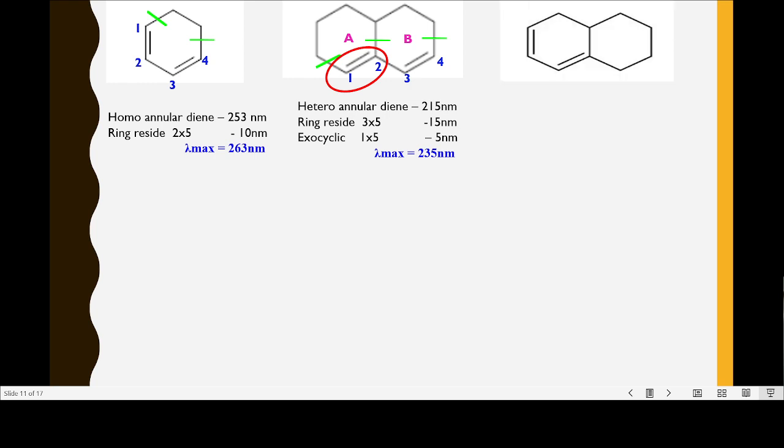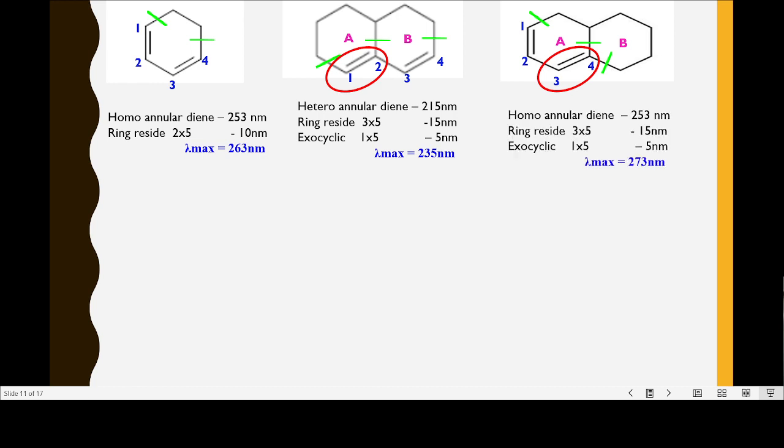Next problem, we have to number the 1,3-butadiene structure: 1, 2, 3 and 4. Then we need to write the residues. So 1, 2 and 3. So the number of residues will be 3. Now for ring B, there is an exocyclic double bond. But for ring A, there is no exocyclic double bond. So the lambda max value will be 273 nanometer.